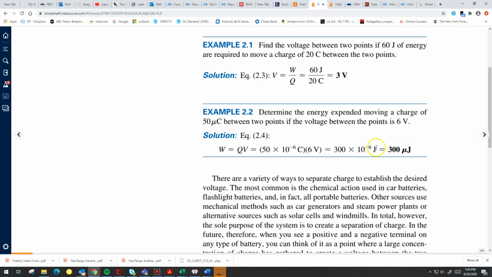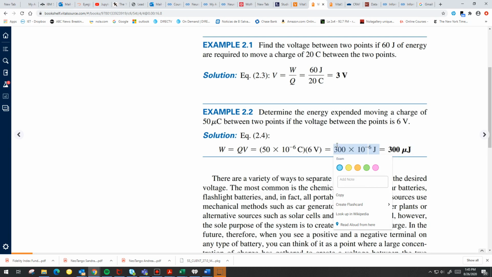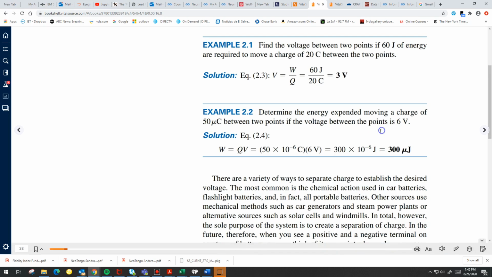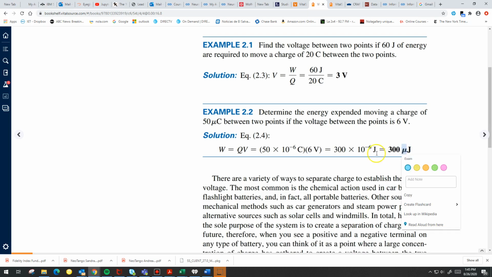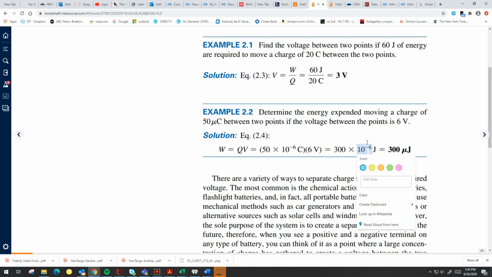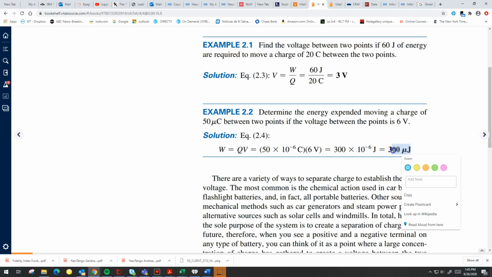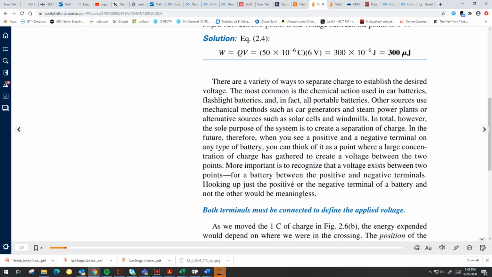Notice that if we leave the answer like this, it's not the proper answer, although the number is correct. It's not the proper way of writing the answer. The proper answer is like this, okay? Because we have to use these prefixes associated with these powers of 10. Remember that. This will be the proper answer, the correct answer. Even though this number is correct, the real proper answer is 300 microjoules, like that. Okay?